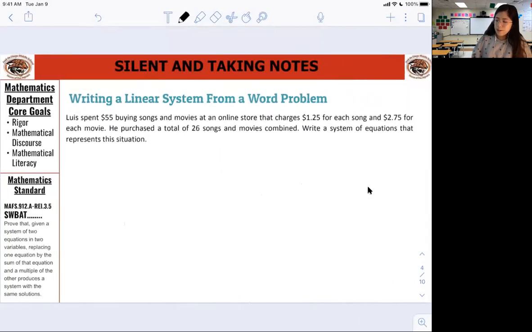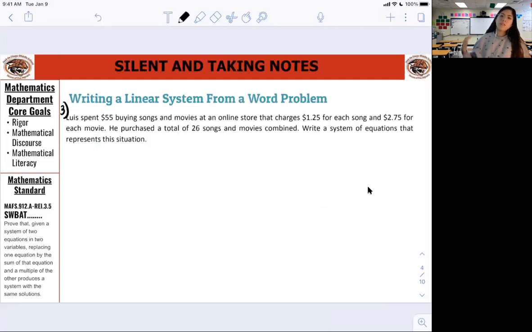All right, number 3, who can go ahead and read number 3 for us? I'll read it. Go ahead, Allison. Lewis spent $55 buying songs and movies at an online store that charged $1.25 for each song and $2.75 for each movie. He purchased a total of 26 songs and movies combined. Write a system of equations that represents the situation.